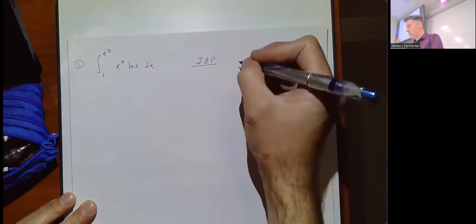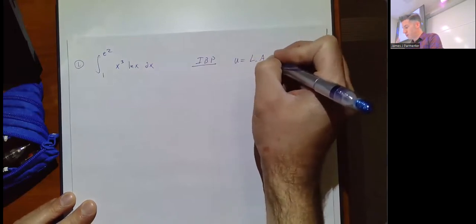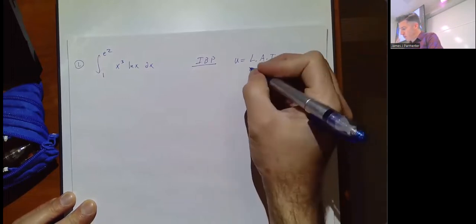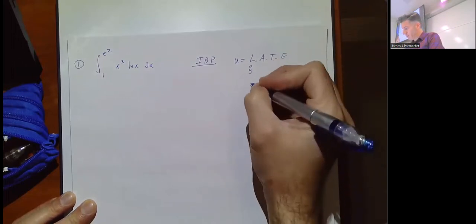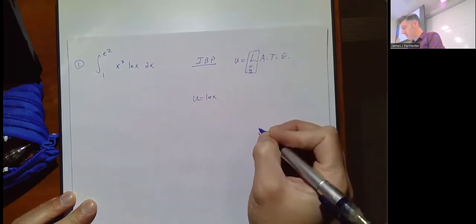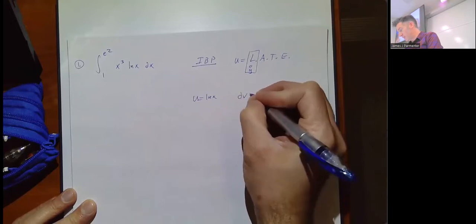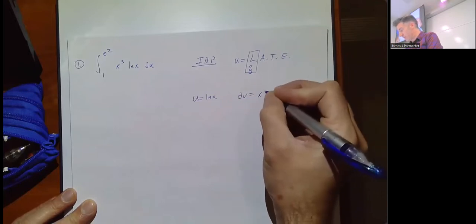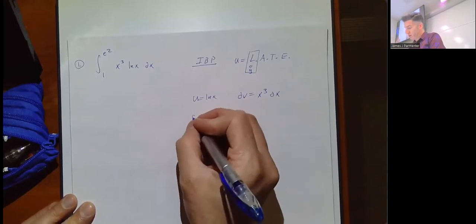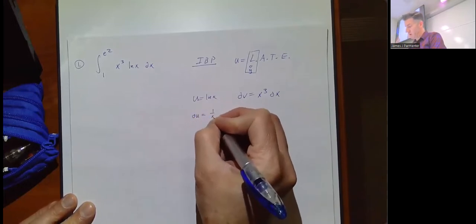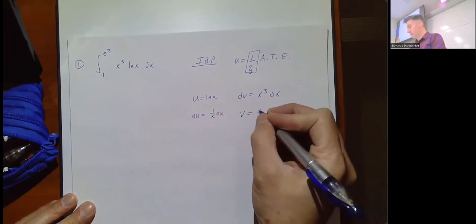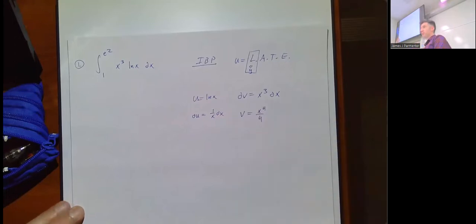Meaning we're trying to pick u equal to, in this case, what? The natural log of x. So we're going to let u equal the natural log of x, and we're just going to say that dv is all the rest: x cubed times dx. And then we write down all the things. Our du is 1 over x dx. Our v is the antiderivative of x cubed, which is x to the 4th over 4. And then we rewrite it.